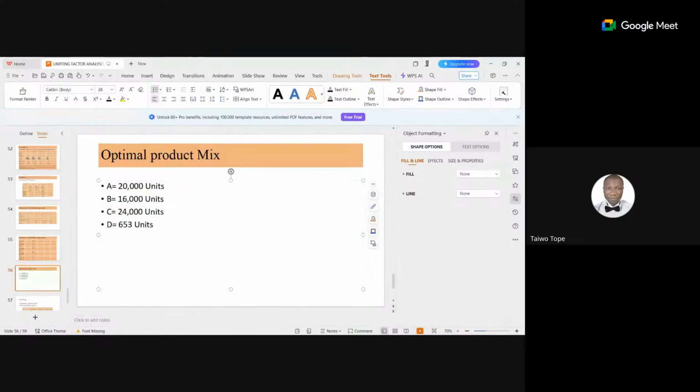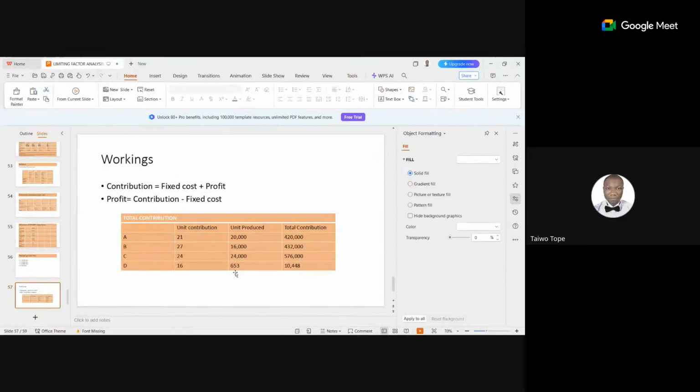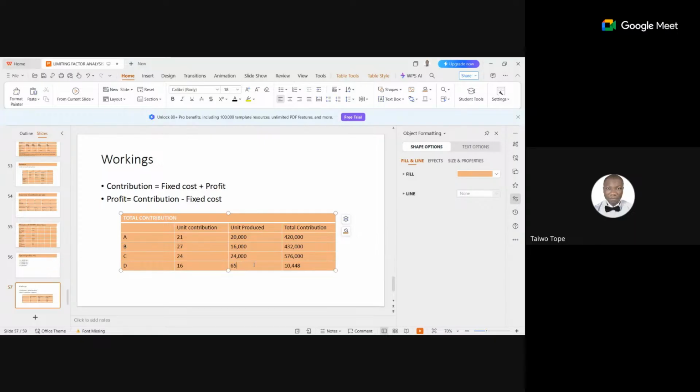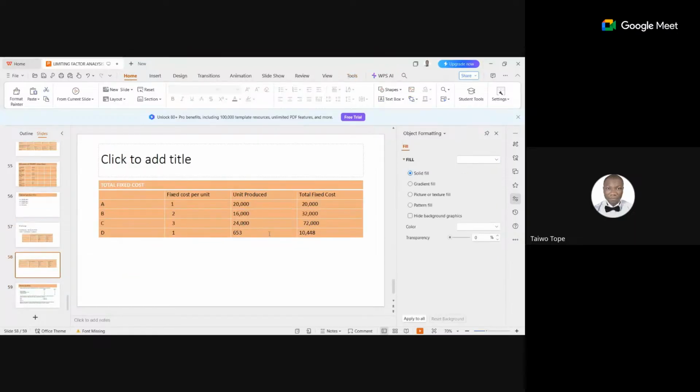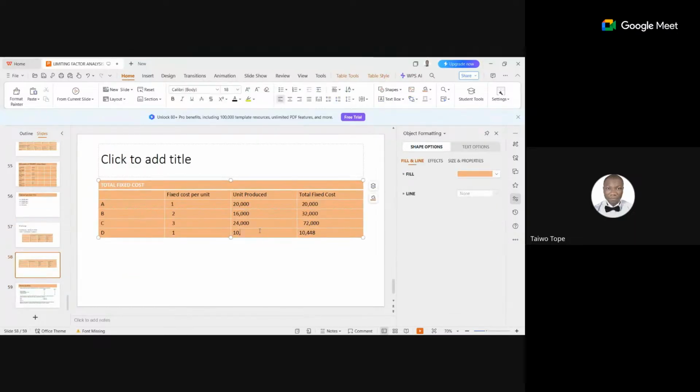I don't know if that is clear, please. Is that clear? Yes, sir, it's clear. All right, thank you. You will solve another question that has this same application, so don't get confused about it. Fixed cost remains constant based on the units that have been planned to produce. So this will be 10,000, please.